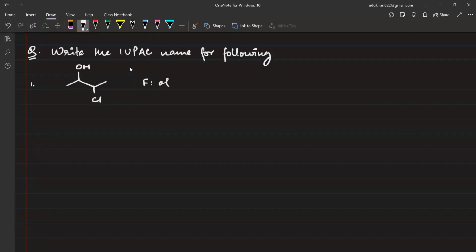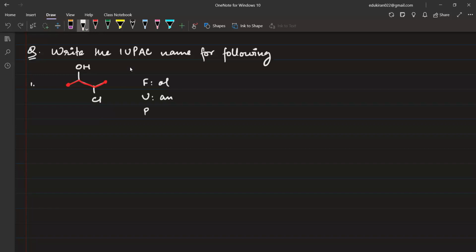Yes. The functional group is OL. Very good. What about unsaturation? There is no double bond or triple bond, so it will be AN. And now what about the parent? The parent will start from a terminal carbon atom. Here you have 2 terminal carbon atoms, so this will be the only parent. You don't have any other choice.